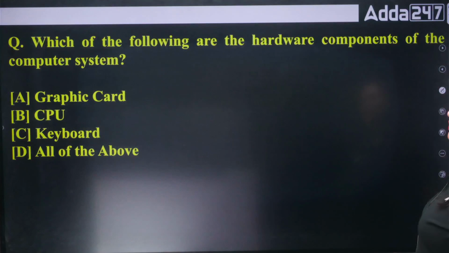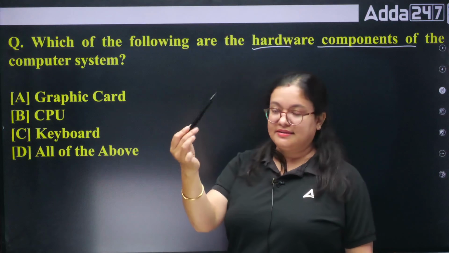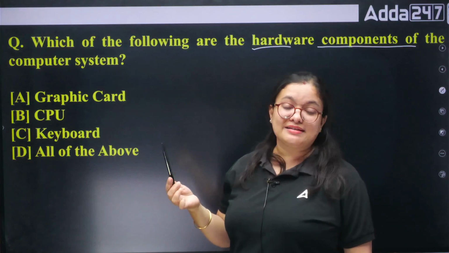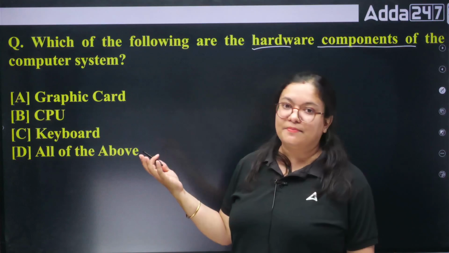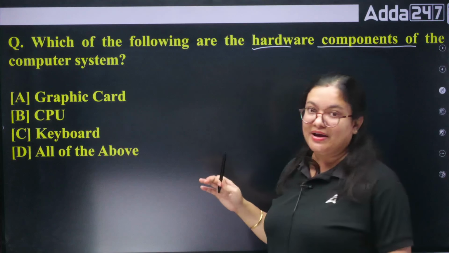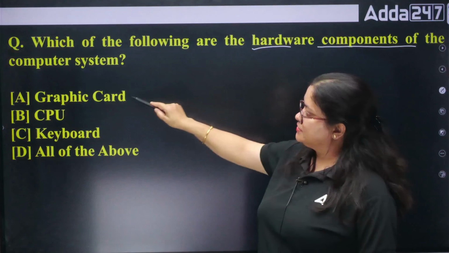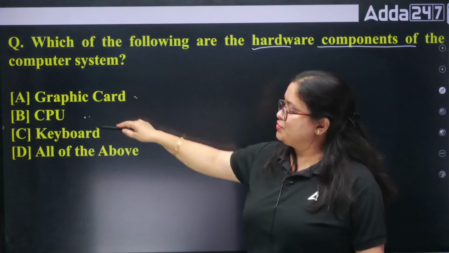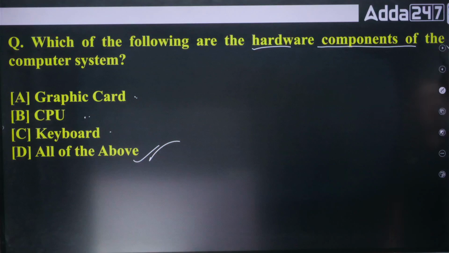Next, which of the following are hardware components of the computer system? Like the thing I'm holding here, this is also an example of a hardware component, while this board you are seeing is also an example of a hardware component. Software is what is built into a computer, which we are not able to see or touch. So, which are the hardware components? Graphic card, CPU, keyboard, all we can touch, right? So all of the options here are hardware components.